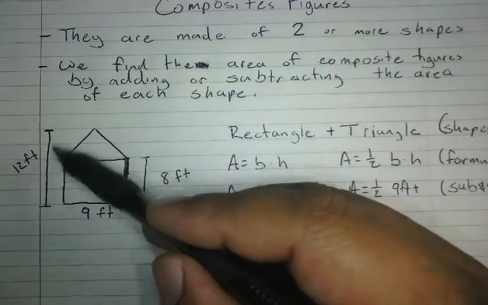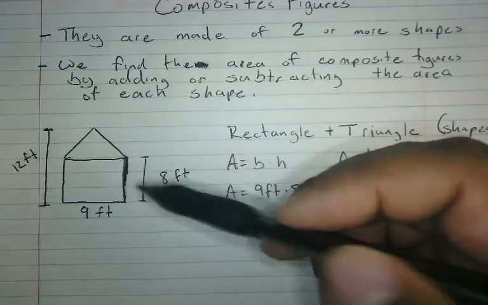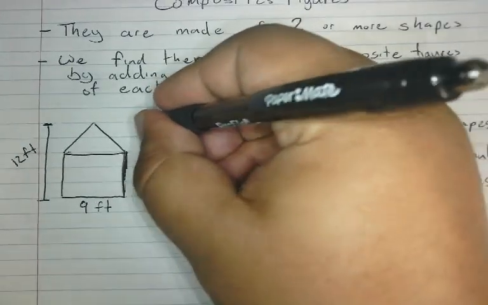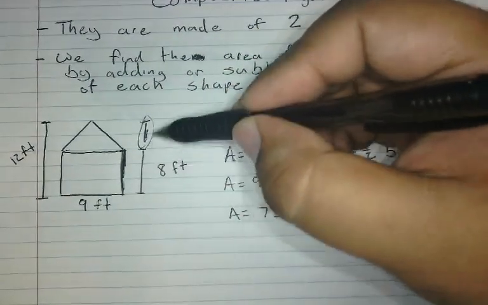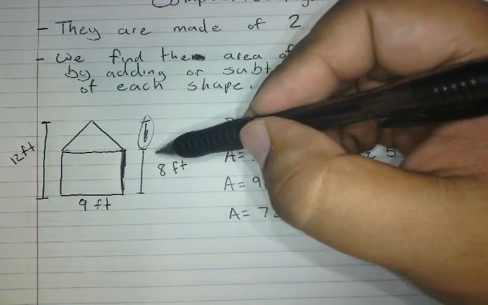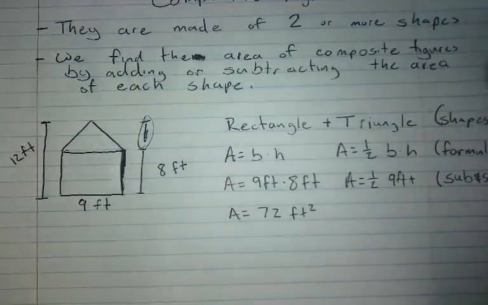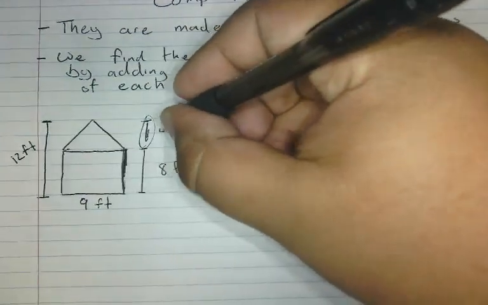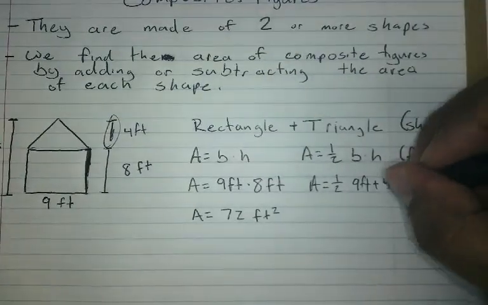Well, the whole thing is 12 feet. I knew my rectangle was 8 feet, so what I'm really trying to figure out is what this last piece right here is, to get me to 12 feet. So if I already have 8, how many more do I need to get to 12? Let's see, 8, 9, 10, 11, 12. I need 4 more. So that's going to be 4 feet. So that means the height of my triangle is 4 feet.